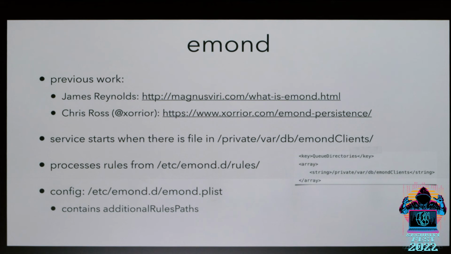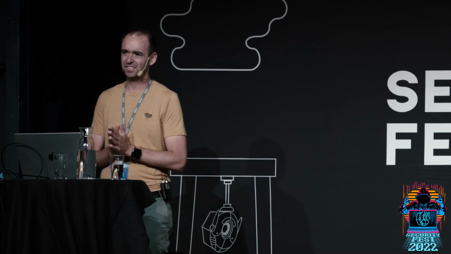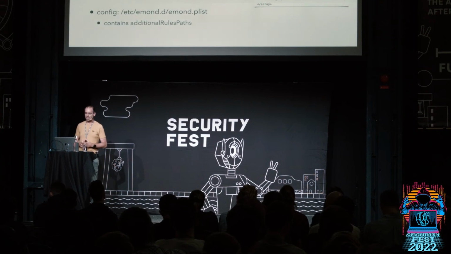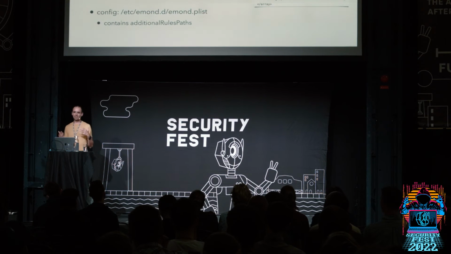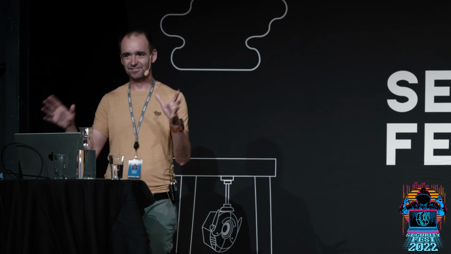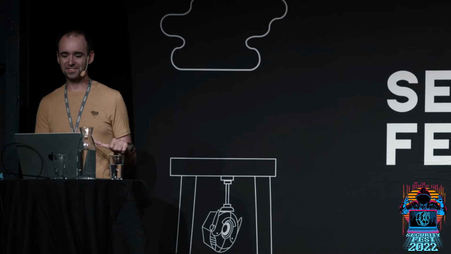It's quite complex to set up, and I don't think that anyone really uses this nowadays, but it's still there. So first of all, this service is not started by default on the system. To start it, you have to place a file in the /private/var/db/emondClients folder. Any file. Just drop a file, do a touch, and once something is there, the process will start up.